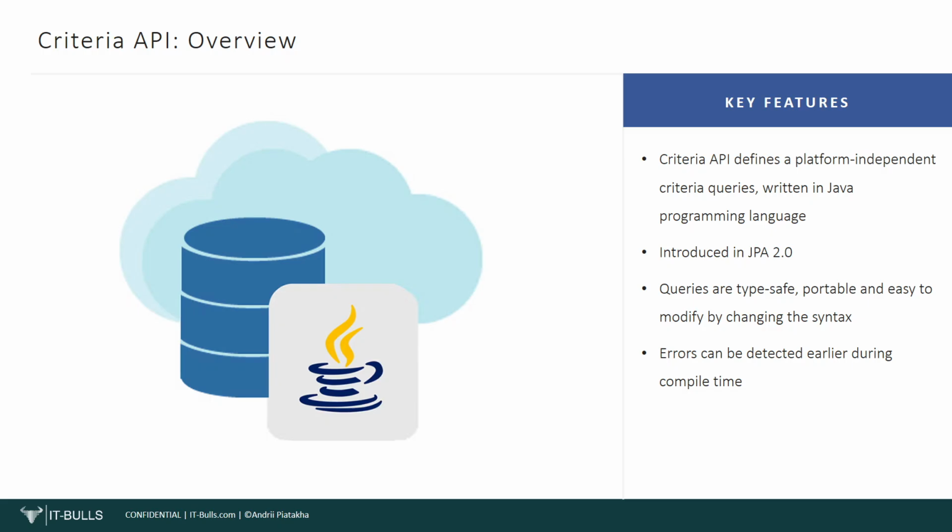The Criteria API is a predefined API used to define queries for entities. It is the alternative way of defining a JPQL query. These queries are type-safe, portable, and easy to modify by changing the syntax. The major advantage of the Criteria API is that errors can be detected earlier, during compile time. String-based JPQL queries and JPA criteria-based queries are the same in performance and efficiency. So it would be up to you which one you would like to use in your code.